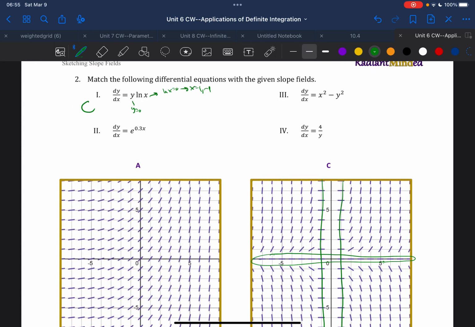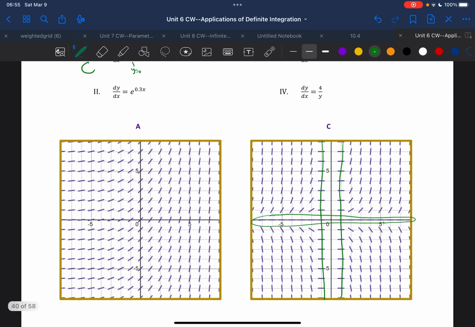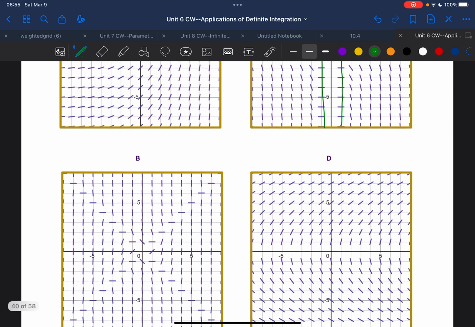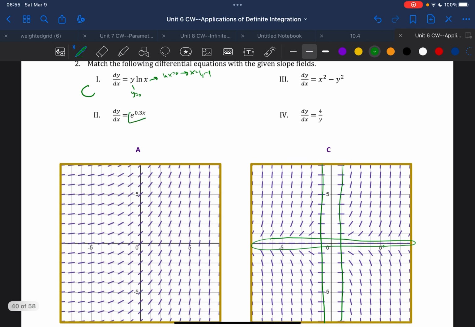Next, I'm going to look at 2. I see dy dx is e to the 0.3x. So I see an exponential, and I kind of see an exponential just looking at it in A. But more than that, I'll notice this does not depend on y. My differential equation has nothing to do with y.